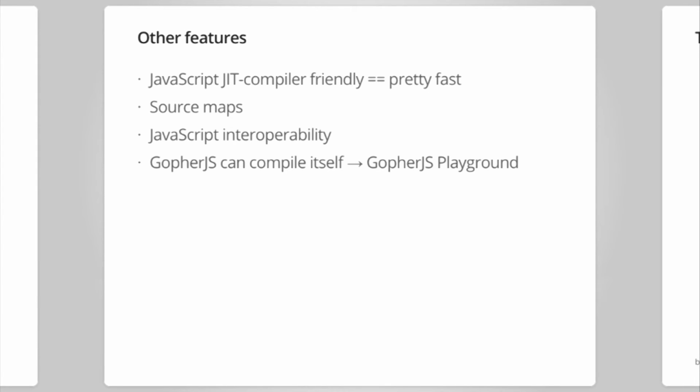And what's quite interesting, GopherJS can compile itself. So GopherJS is a compiler from Go to JavaScript written in Go. And after compiling itself, you have a compiler from Go to JavaScript in JavaScript. So it can run in your browser, and that's what the GopherJS playground does. So you can just type in some Go code, it will compile in your browser and run. And since I have some time left, I can show that to you.